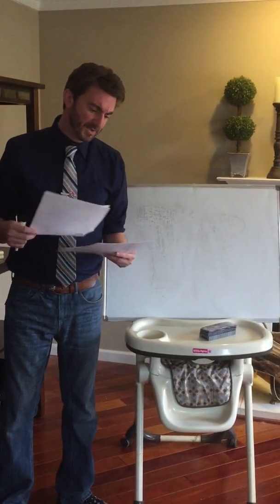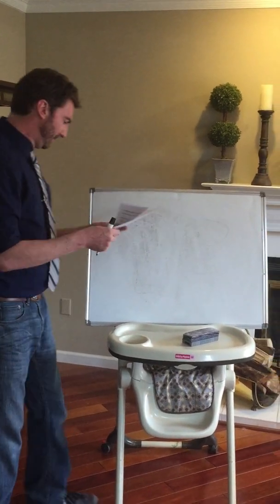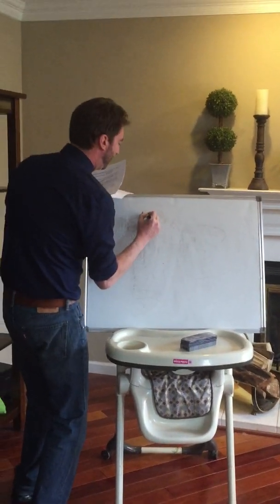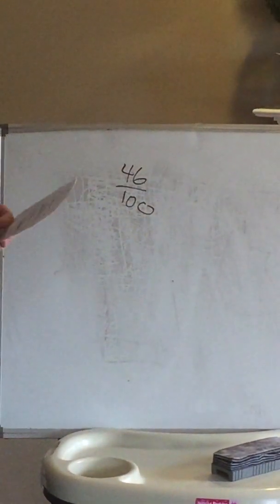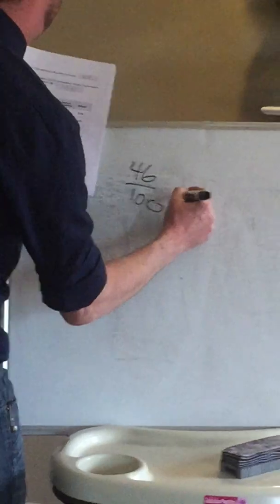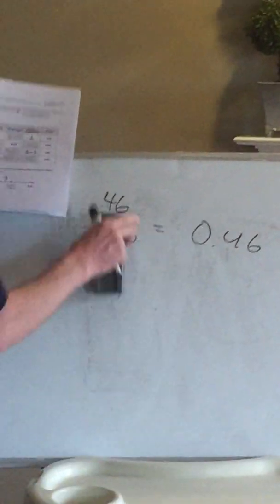All right, guys, part two. Number 15, how can you write your answer from question 14 as a decimal? So for 14, we had 46 over 100, and we have to write that as a decimal, so that would be 0 and 46 hundredths.